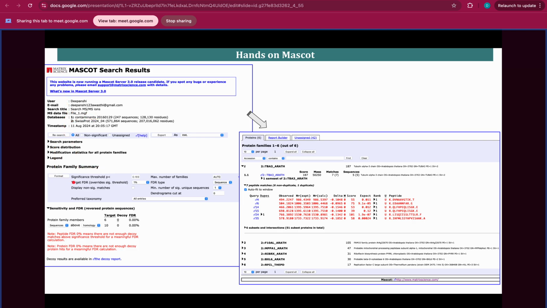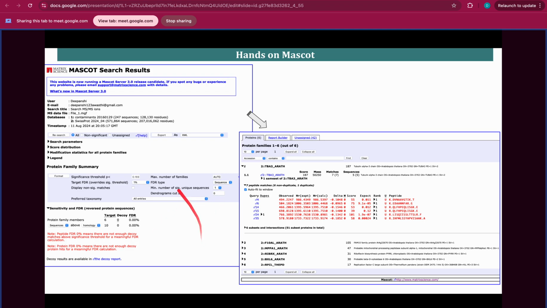In this case, the result will be in this form. It will give you the entire summary. The protein summary will be obtained, which will tell you the significant threshold, that is, whether the analysis you have performed is significant or not. You can look into how many non-significant matches there are, if any. It will also tell you how many targets it has identified. It has identified 6 targets, and this is the FDR. FDR is the false detection rate. So what is the false detection? It is 0%, which means the analysis is accurate.